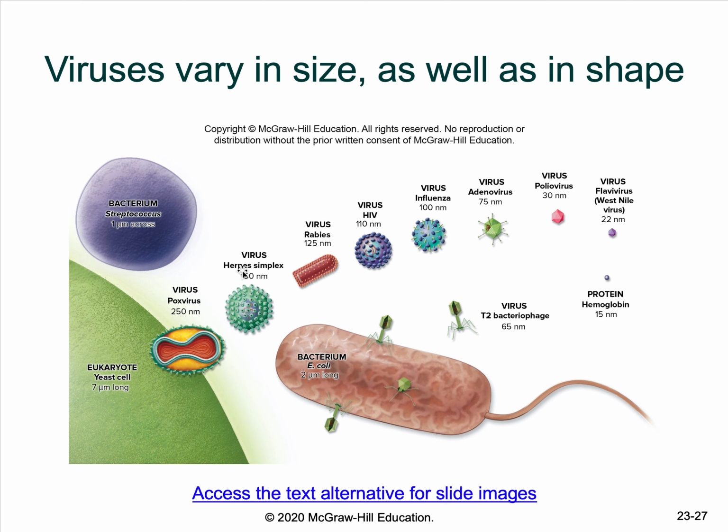This slide I like because it shows you the differences in size. These are the viruses, these little ones here in green, and this is also viruses. Notice their size compared to a bacteria cell. This is a bacteria cell, so they're really small, right? Viruses are very, very small. This is another bacteria, and then this huge thing right here in green is a eukaryotic cell.